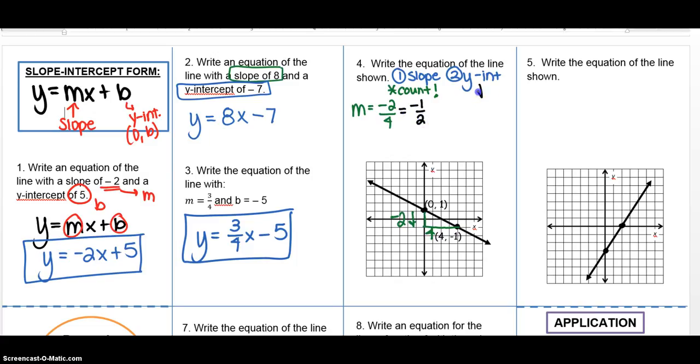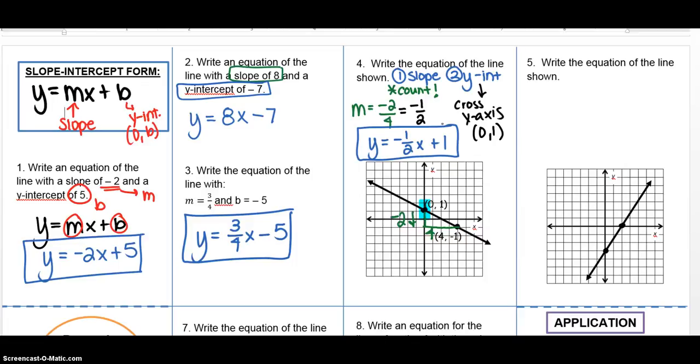What's the y-intercept? Again, where does it cross the y-axis? Take a look. We can see it in this case. There's a point there. It says that it crosses at 1. So we can write our equation. Y equals -1/2 x plus 1. If you need to go back and rewind or anything, remember you can always pause it and come back.